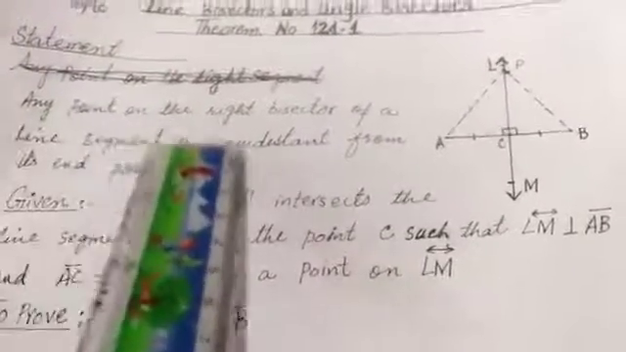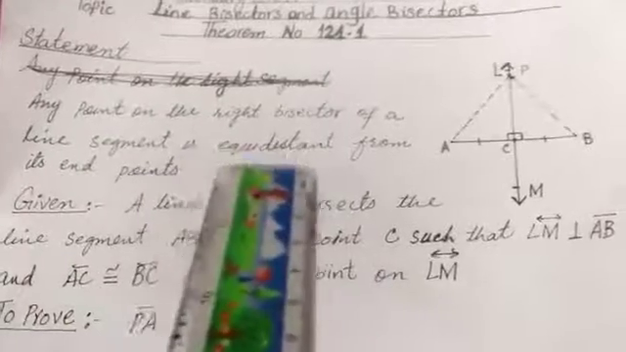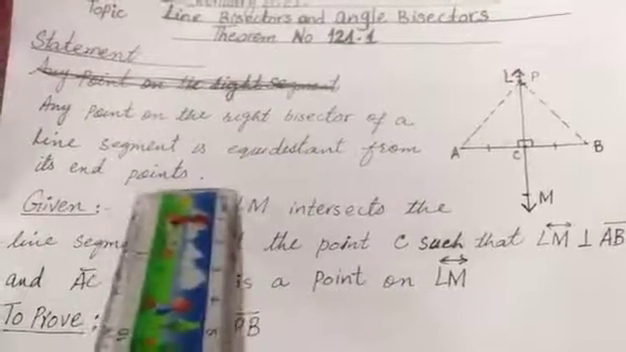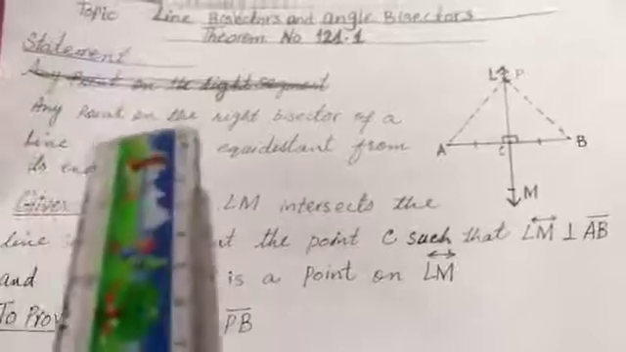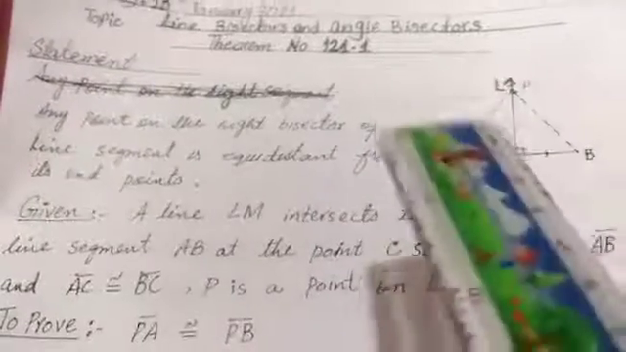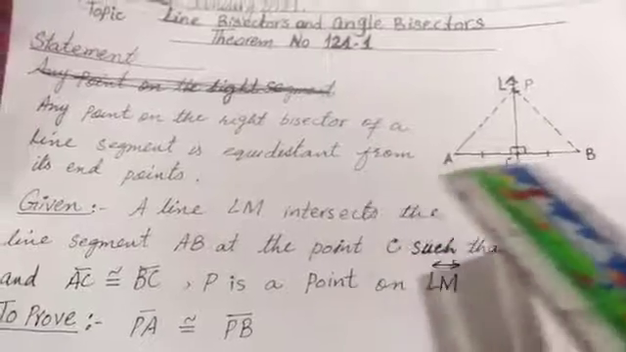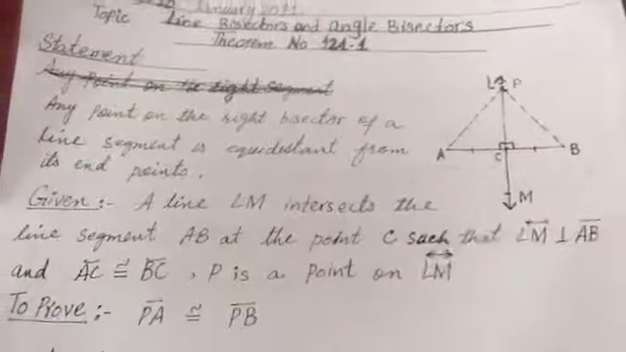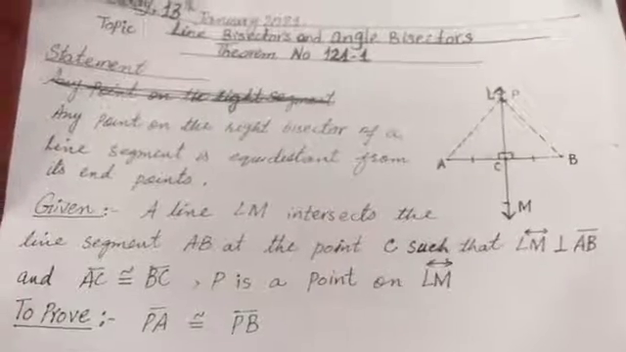Today we will prove theorem number 1. Its statement is: any point on the right bisector of a line segment is equidistant from its endpoints. It means if there is a line segment, suppose AB is the line segment, and a right bisector.